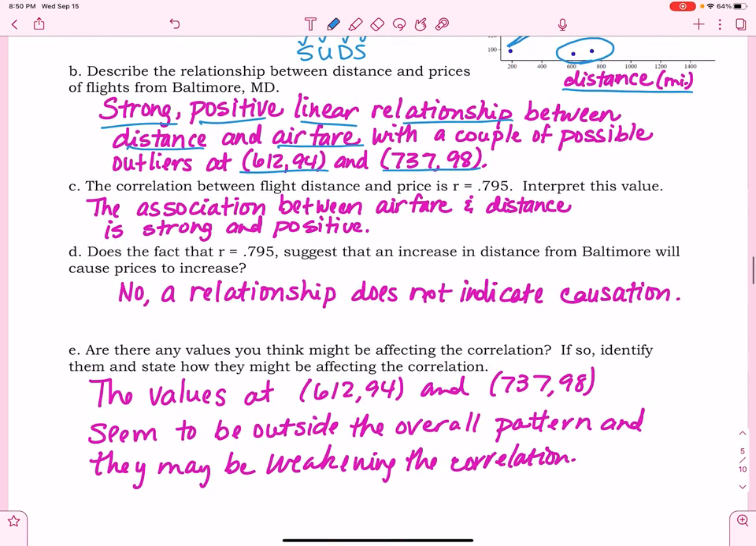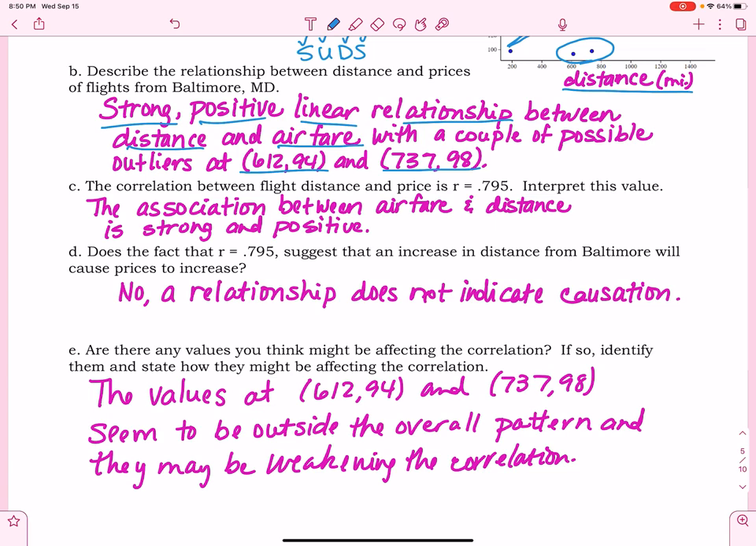All right, so in part C, the correlation. As you can see, the correlation here is 0.795. That's pretty strong. So when I interpret this, I need to address that. And all I have to do is say the association between airfare and distance is strong and positive. That's all that it's going to tell me, strength and direction.